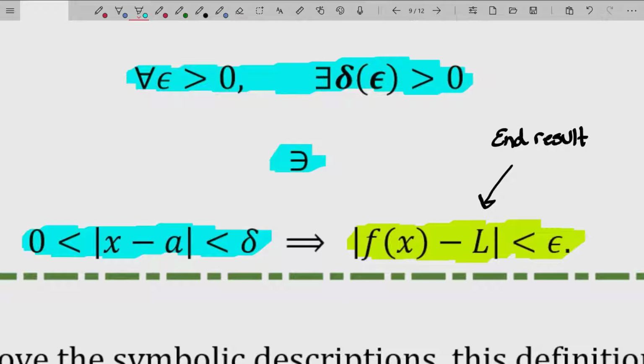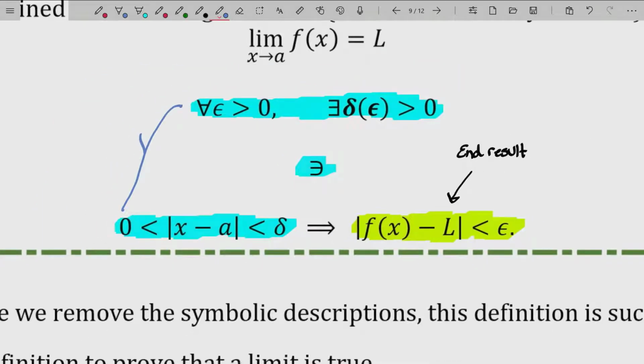So all of that blue highlighting, I'll use blue to kind of wrap it up here. Now this is not really the best. I'll do it like this. All that stuff is the initial or beginning statement, I guess you could call it. And like I said, everything in yellow is the end result. So that's our if in blue and our then in yellow.